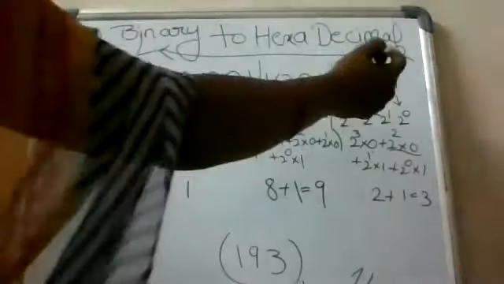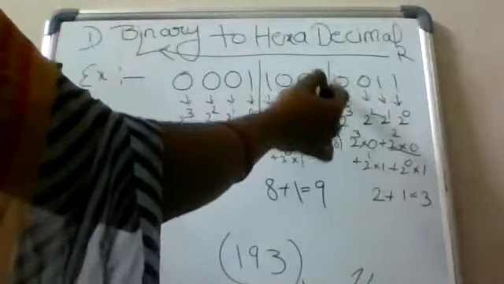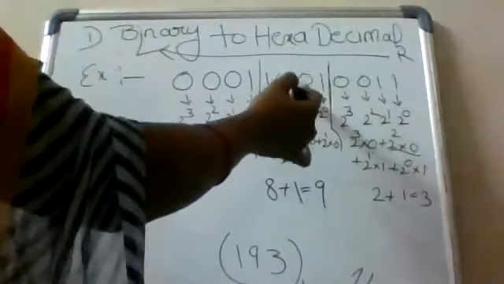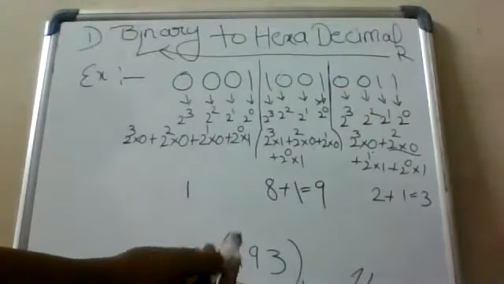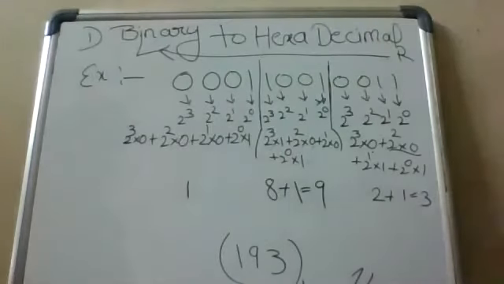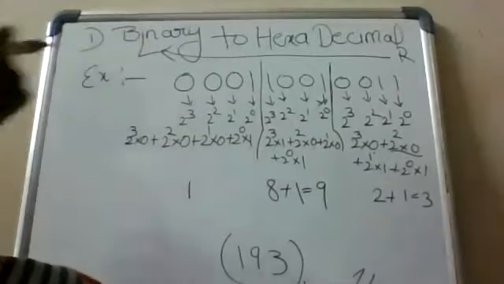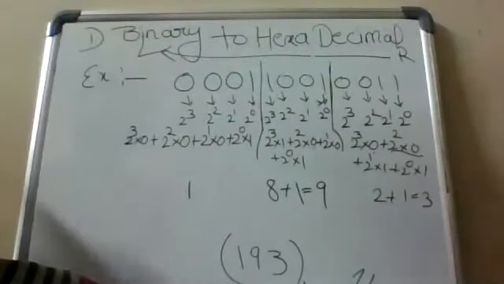So given the number, from right to left divide into 4-digit numbers. After multiplying with powers of 2, we get the hexadecimal number. So that was binary to hexadecimal. Now hexadecimal to binary.